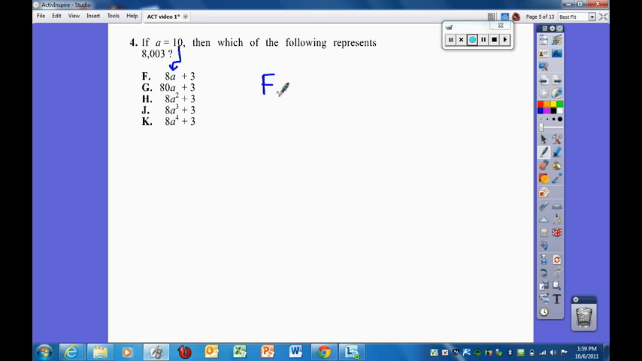Answer choice F, if we take 10 and substitute it in for A, and I'm going to put in parentheses what I'm substituting in, we get 80 plus 3. Following that order of operations again, we're going to do the multiplication first and then the addition second. We get 80 plus 3 equals 83. Well, that isn't it. Okay, so that's a bad answer. Move to the next one.